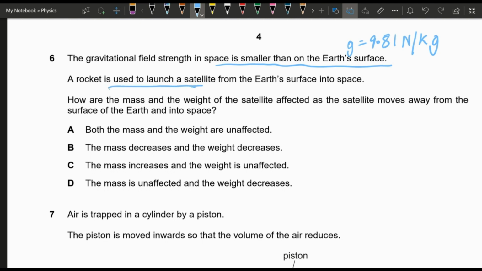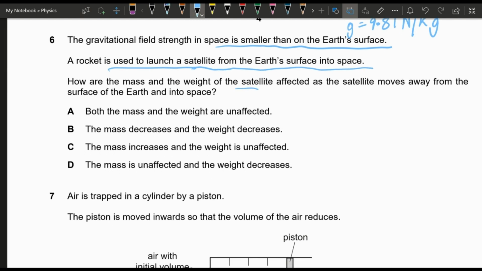A rocket is used to launch a satellite from Earth's surface into space. How are the mass and the weight of the satellite affected as the satellite moves away from the surface of Earth and into space? If it moves away from the surface of Earth, the gravitational field strength will decrease, right? Which is why its weight will be affected. But remember, mass always remains constant.